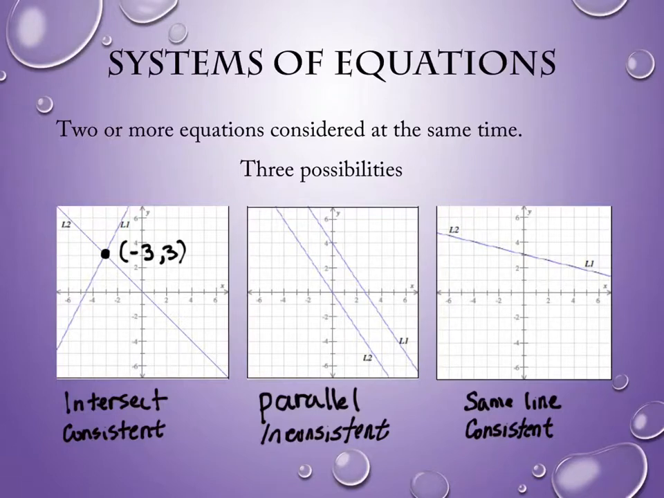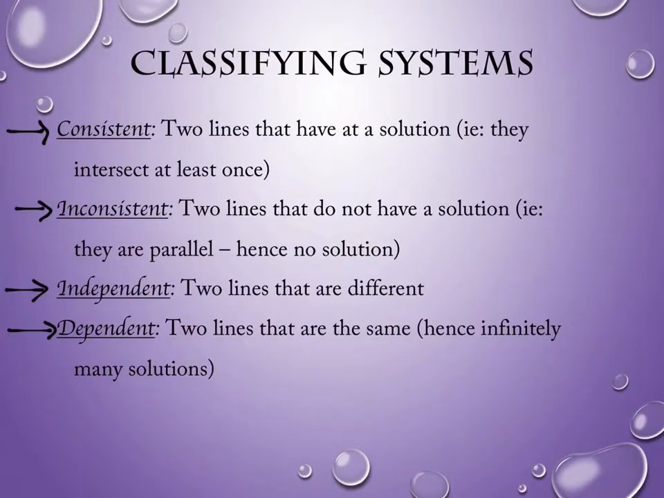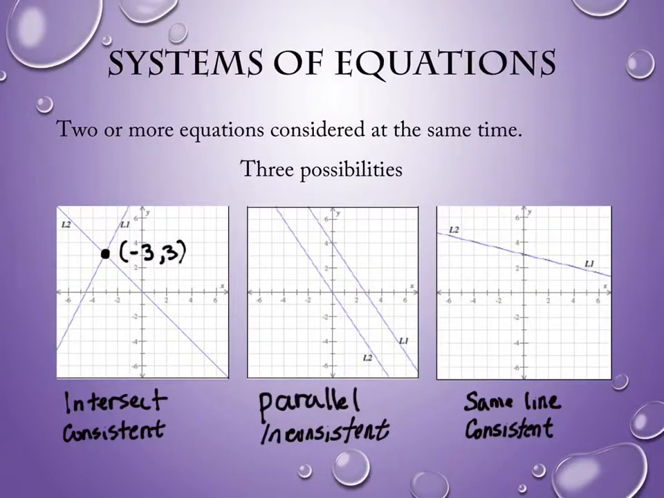All right, the other words are dependent or independent. Independent means different lines, dependent means the same line. So first picture, is it dependent or independent? It's independent. The second one, is it dependent or independent? Independent. And the third one, is it dependent or independent? That one's dependent.